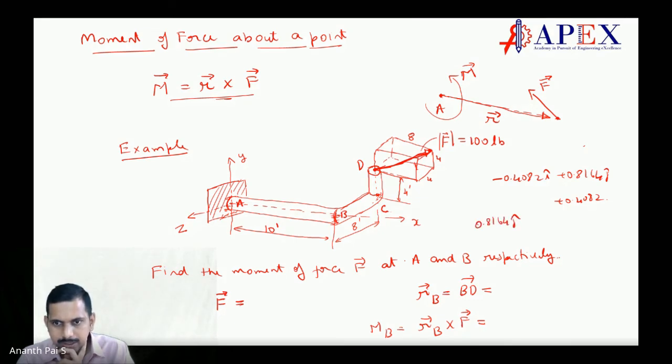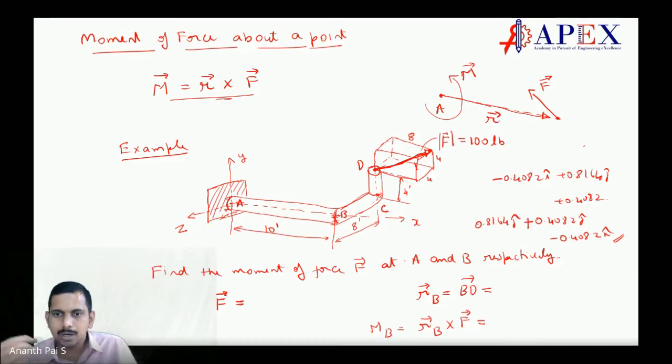0.8164 j minus 0.4082 k, okay, plus 0.4082 k and minus 0.4082, sorry, plus 0.0402 j minus 0.82 k. This is what I will get, correct, with these coordinates. Okay. Yes, sir. Now, what do you do with force?